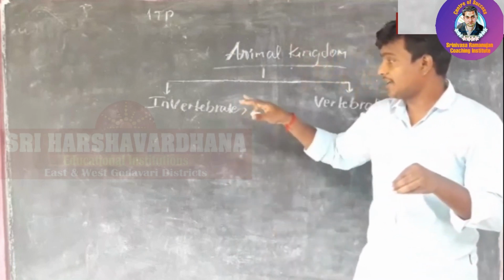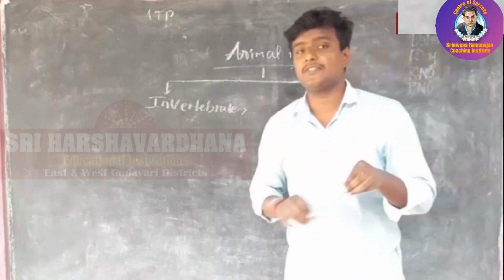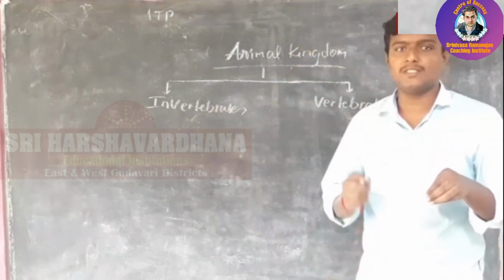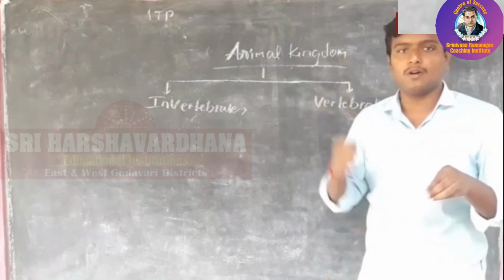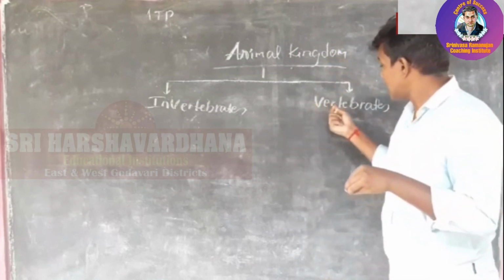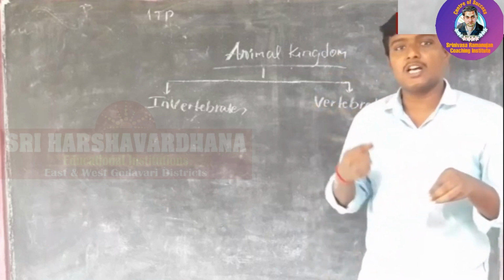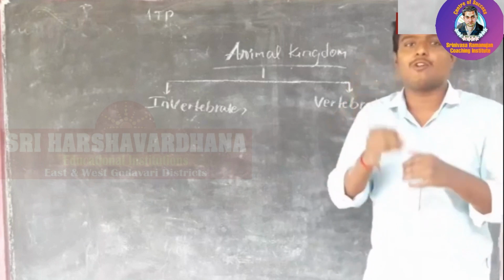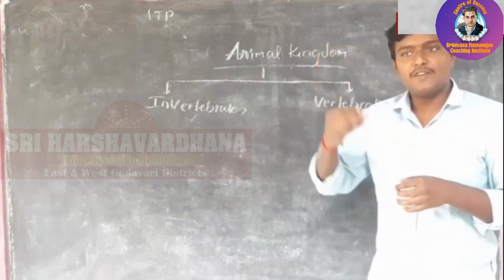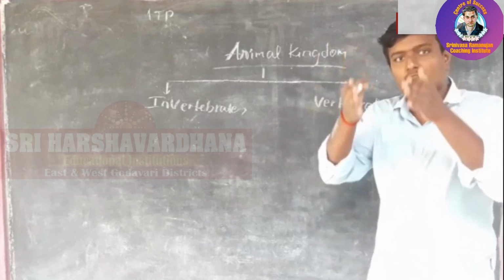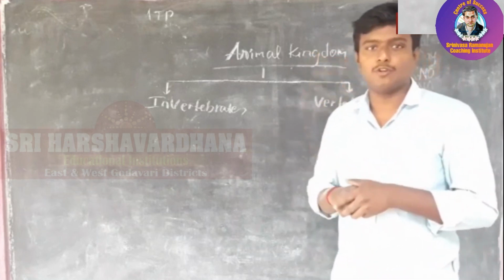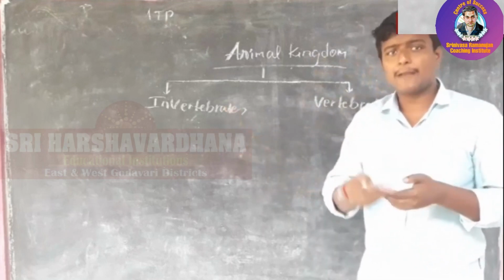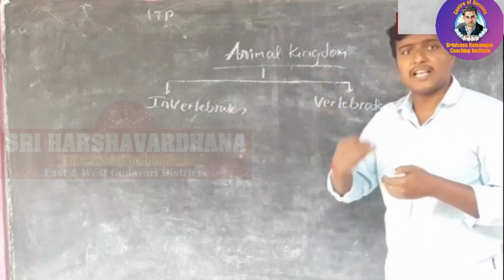The major difference between them is that invertebrates do not contain the notochord. Notochord is a kind of calcium-made component. Vertebrates contain the notochord, and this notochord is modified into vertebral columns. These columns are arranged and form the backbone. So that's why the simple definition is that invertebrates do not have a backbone, while vertebrates do.